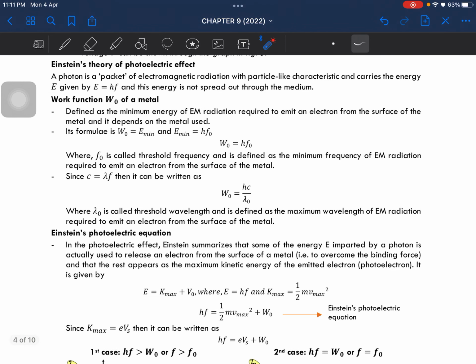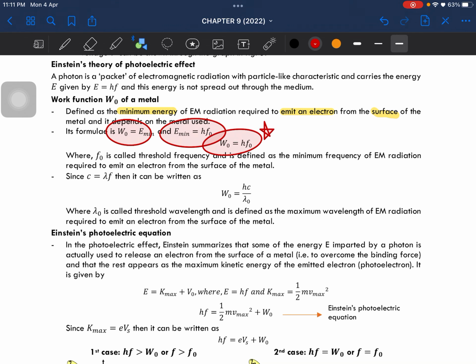Now, the work function of a metal is defined as the minimum energy of electromagnetic radiation required to emit an electron from the surface. So we need to calculate the work function in order to emit an electron from the surface of a metal. It all depends on the metal used. The formula is shown here.